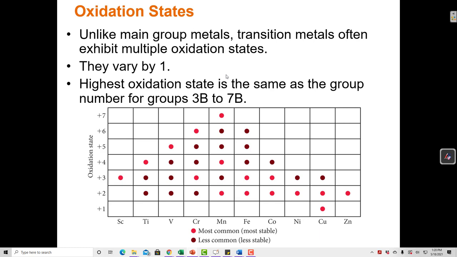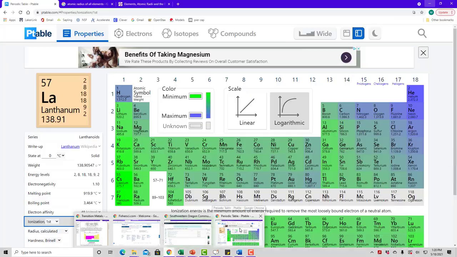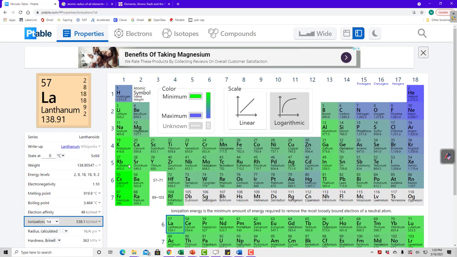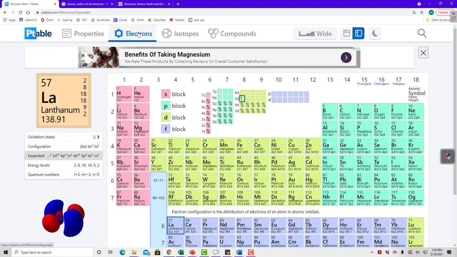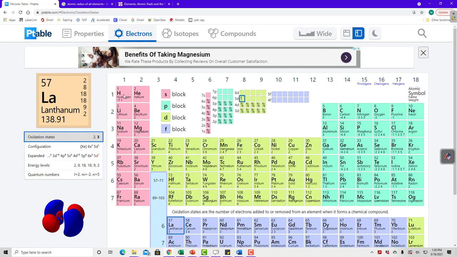Okay, and finally, we look at the oxidation states of transition metals. When we look at main group metals, they only have one oxidation state. All of the elements in the first column of the periodic table all have a plus one oxidation state. All of the elements in the second column all have a plus two oxidation state. Hydrogen, of course, has a negative one and a plus one. Alkaline earth metals all have a plus two oxidation state.